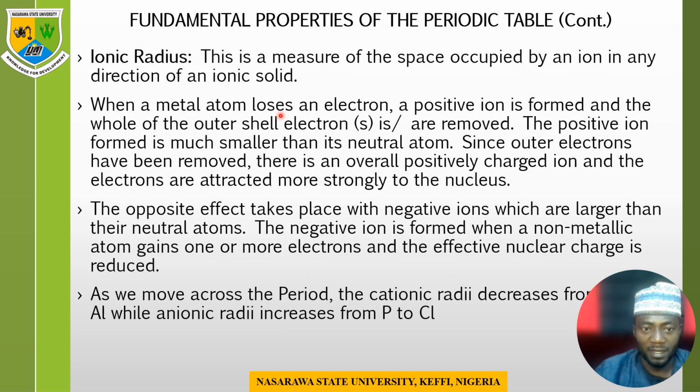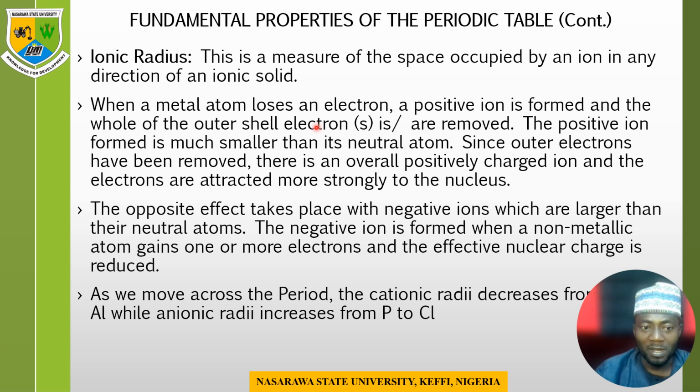Now we have ionic radius. This is a measure of the space occupied by an ion in any direction of an ionic solid. When a metal loses an electron, a positive ion is formed, and the whole outer shell is removed. For example, sodium has 3 shells. The last shell has 1 electron, which has a very low ionization energy and can be easily removed. So as soon as this electron is removed, the shells of sodium become 2.